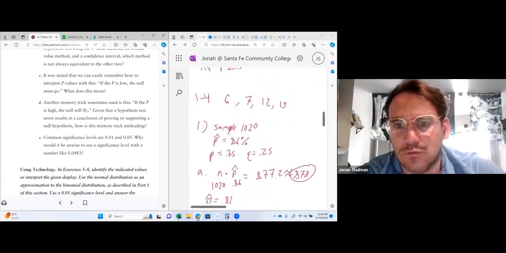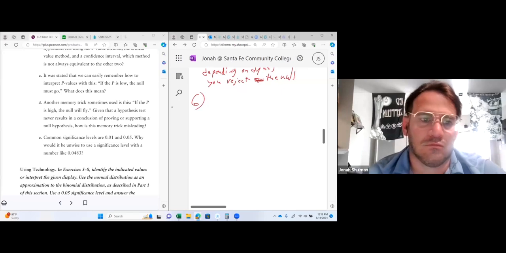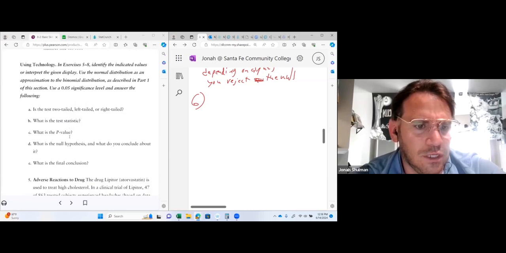All right, well, that's 1 through 4. Let's go to 6. Here is 6. Identify the values, use the normal distribution, use 0.05. Okay.